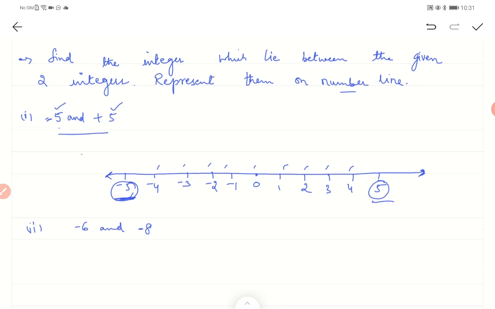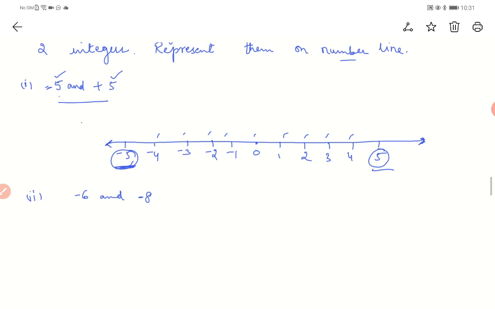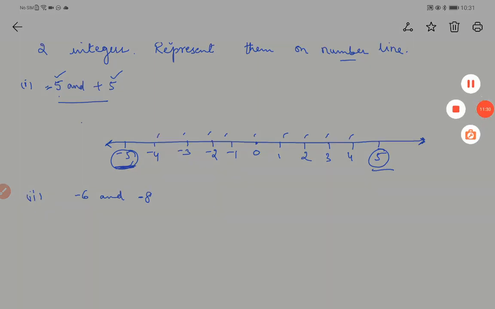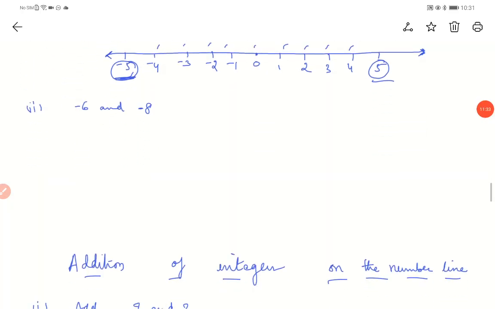All right, let's do one more example on this. I hope you are understanding this. There is nothing difficult in it. Just always remember, on the right hand side you will have positive numbers, on the left hand side you will have negative numbers, and 0 will be in between. If you take 0 as a point, left side you have negative numbers, right side you have positive numbers. So on the left side you have small numbers.